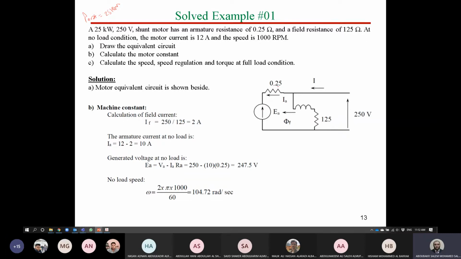Here we have the armature resistance. This is armature current direction. Here we have the field winding. You know that the maximum flux can be obtained when the angle between field and armature winding is 90 degrees. For that, we should draw the windings in a right angle direction compared to the winding of the armature.